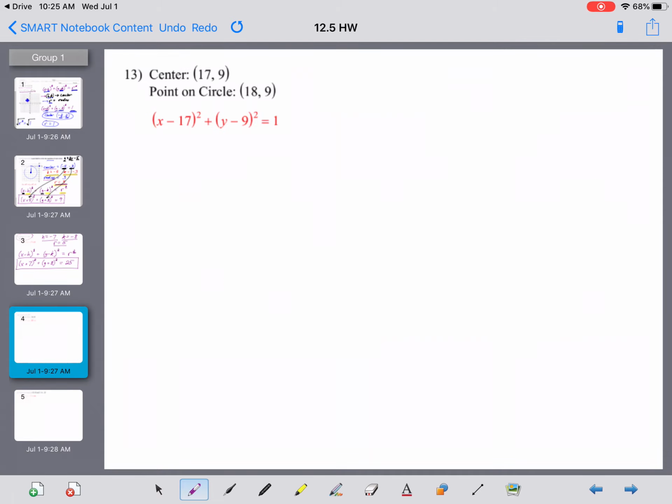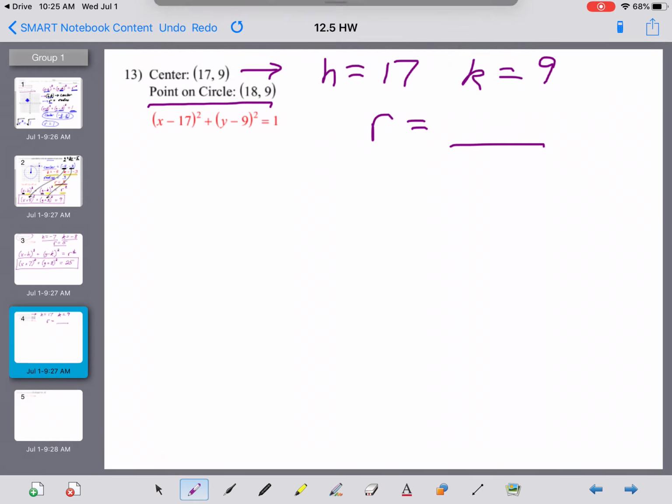Okay, same directions now, write the equation of the circle, but 13's different. We hadn't done one like this at all. Here, they've given you the value of the coordinates of the center. So just like before, we know that h here is 17, and we know that k is equal to 9. But the missing piece of information here is the radius. We need to figure that out, but that information was not given to us in 13 the way that it was in number 9. But what they've done instead is they've given us the coordinates of a point on the circle.